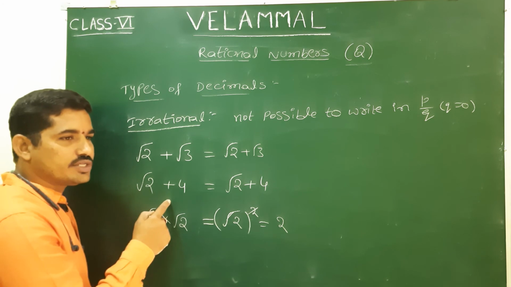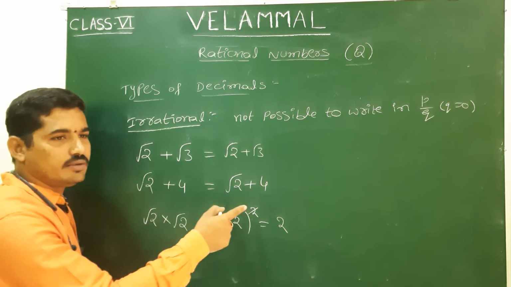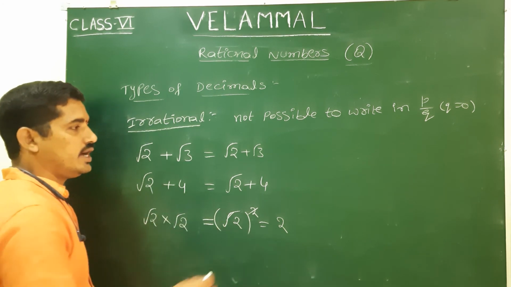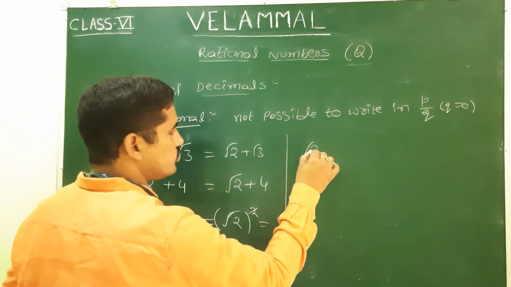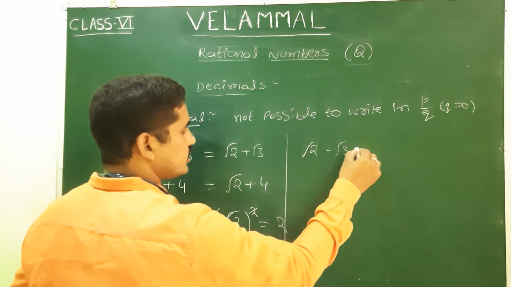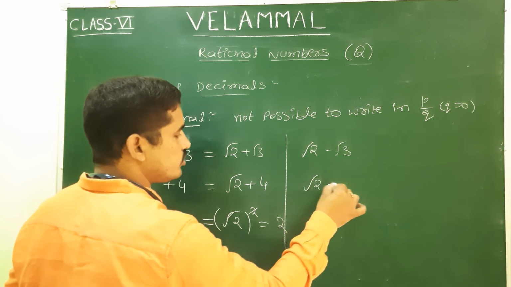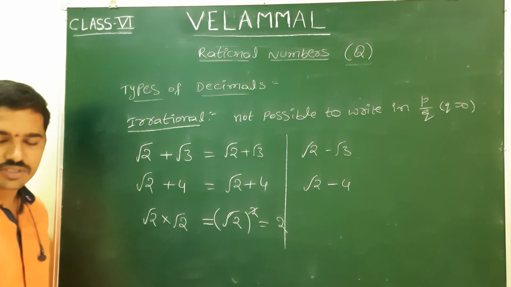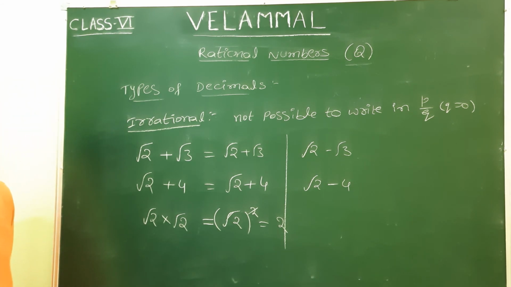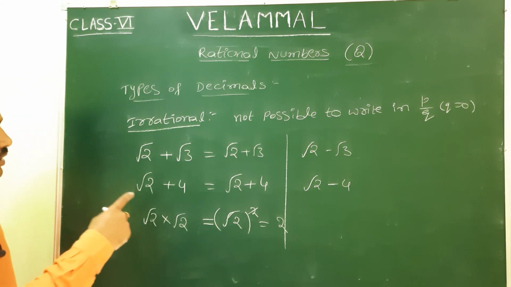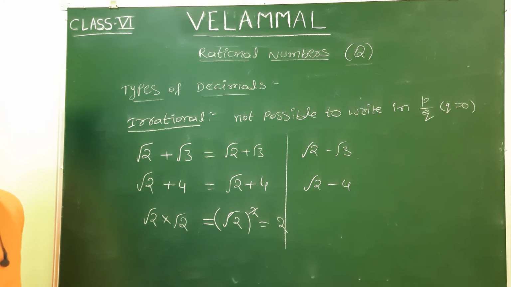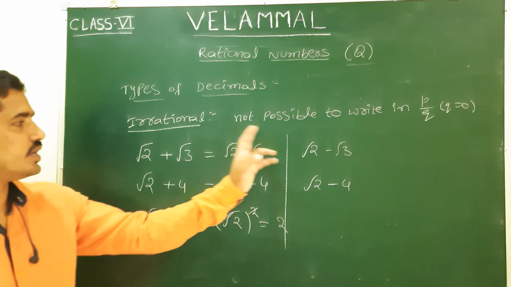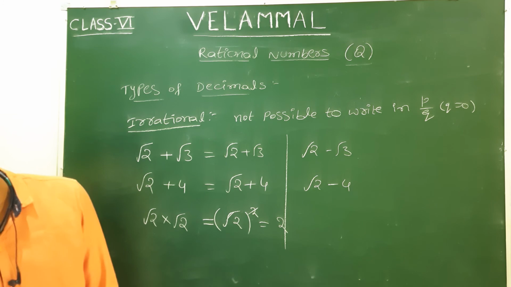The sum of one irrational number and one rational number will be irrational, and the difference is also irrational: root 2 minus root 3 is irrational, and root 2 minus 4 is also an irrational number. Okay, so the sum of an irrational and a rational will be irrational, and the difference of an irrational and a rational is also an irrational number. Like this we will have different types of irrational numbers.